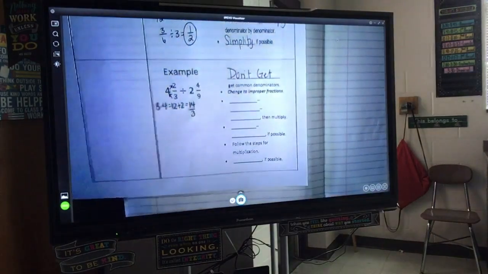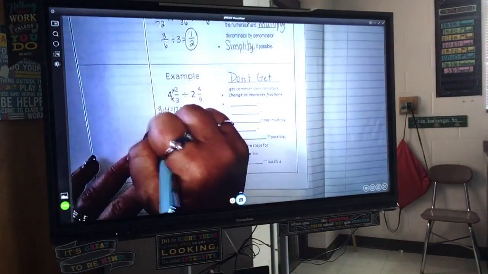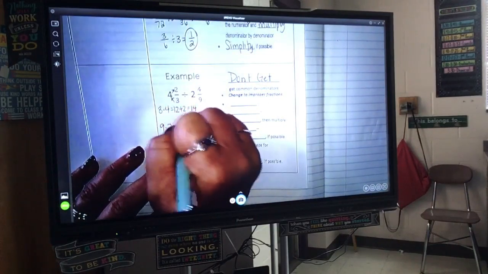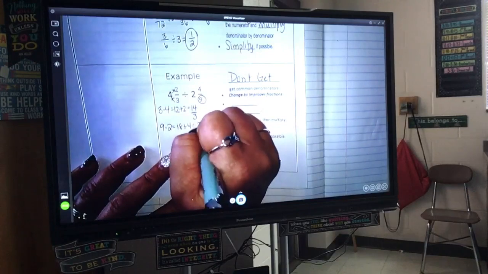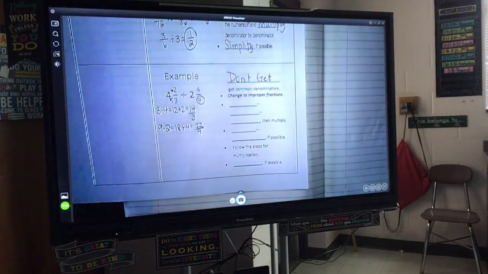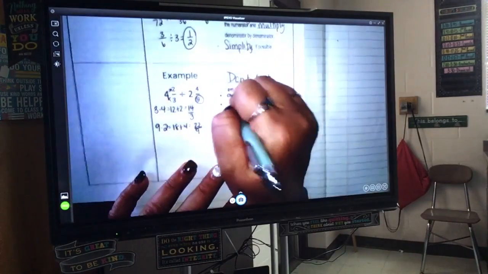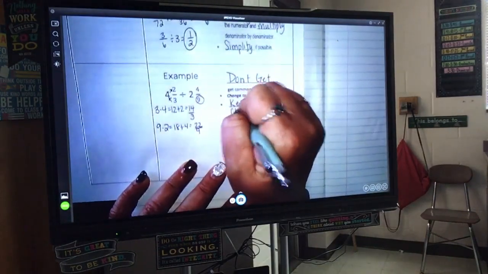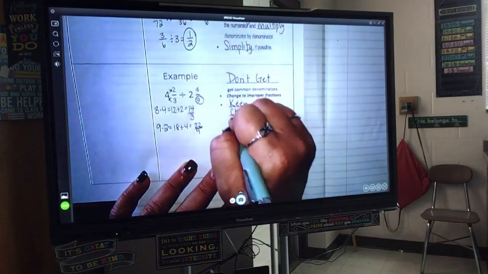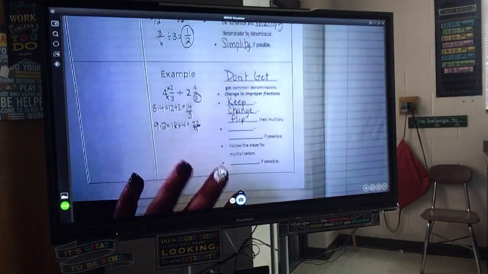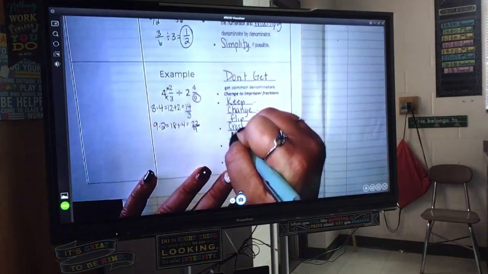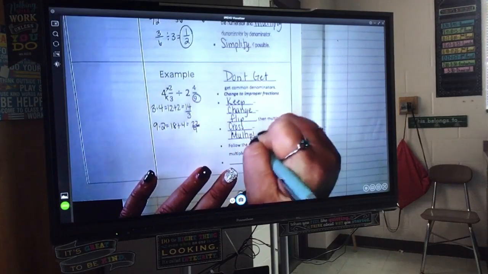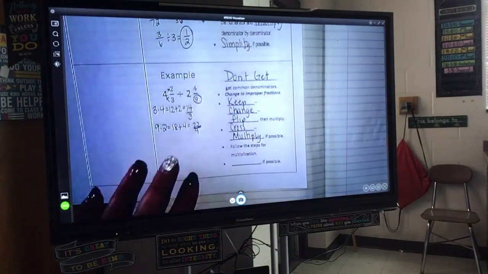All right, so I do the same thing with the 2 and 4 ninths. So 9 times 2 is 18, plus 4 is 22. And I'm using this original one. So now am I ready? Now I'm ready to set it up? Okay. All right, so same thing as before. We're going to keep, change, flip. Then you're going to multiply, cross multiply if you would like to. And then simplify.